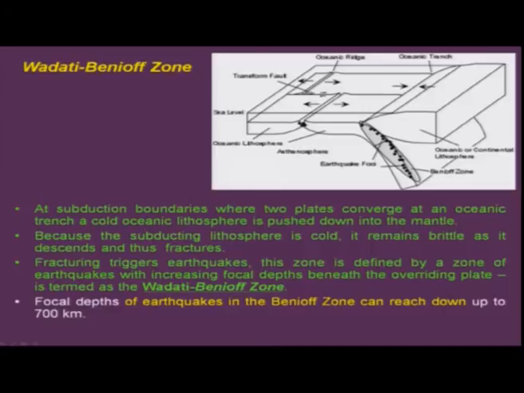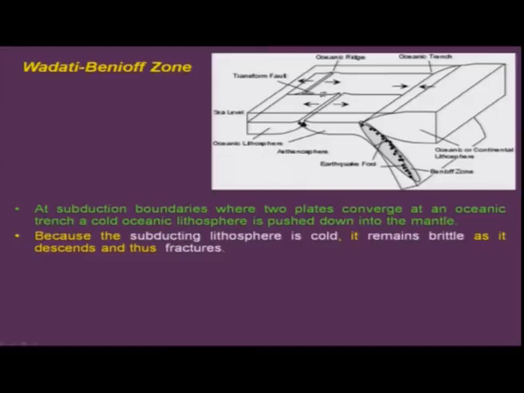It occurs at a subduction boundary where two plates converge at an oceanic trench, with a cool oceanic plate, because the oceanic plate which is subducting down will be cool. A similar process is seen when an earthquake is triggered. Particularly, the Wadati-Benioff zone suggests that cool oceanic lithosphere is pushed down into the mantle. Because the subducting plate is cooler compared to the temperature of the surrounding area, it remains brittle as it descends and thus fractures.